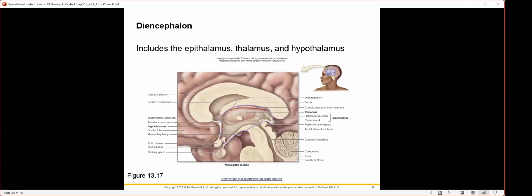Let's move into the diencephalon, which is comprised of three main areas: epithalamus, thalamus, and hypothalamus. Remember, the diencephalon is the center area of the brain. In case you were wondering what the corpus callosum looks like, this is that structure right here, connecting those two hemispheres.